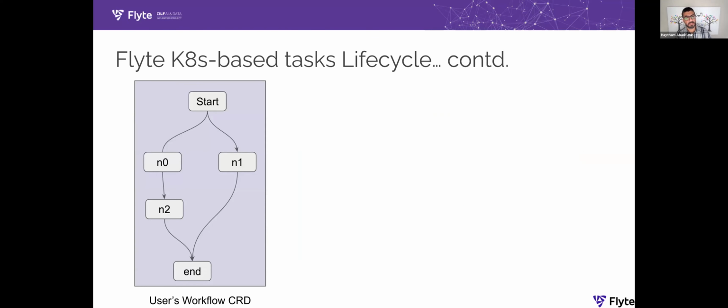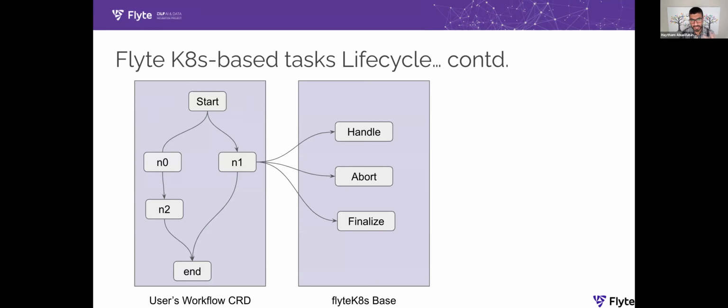Continuing on, so once you have the task templates, and the user, let's say, wrote the full workflow using this, we create a workflow CRD every time you launch a workflow. And then Propeller is the operator in this case and picks up the workflow and starts executing these nodes. In this case, let's say N1 was the task that we wrote earlier.